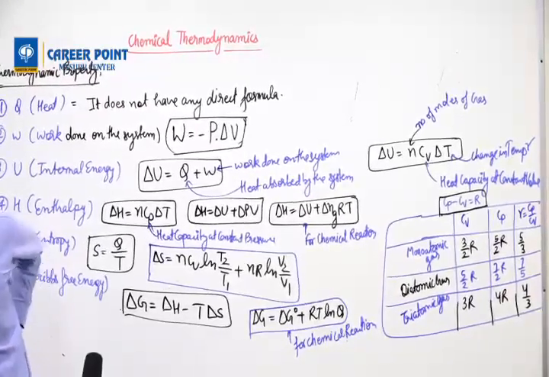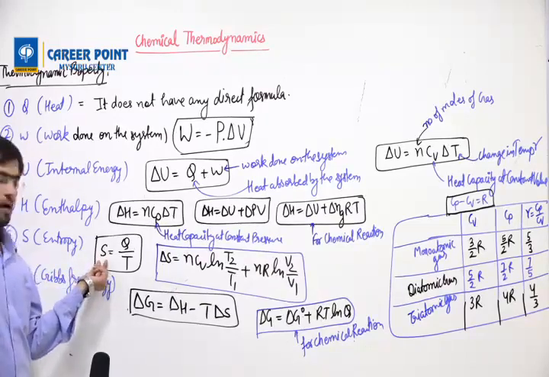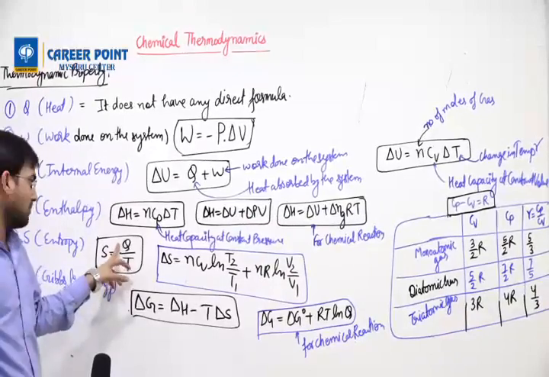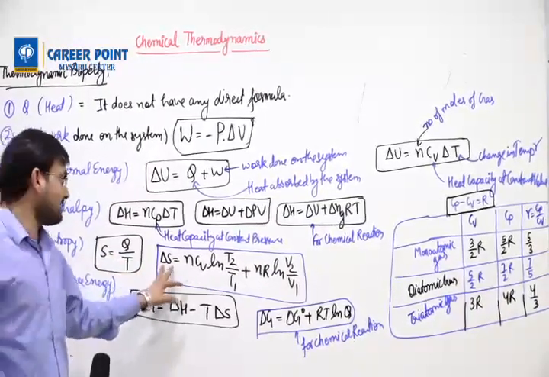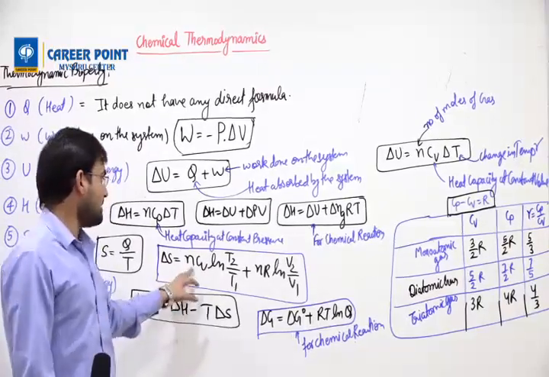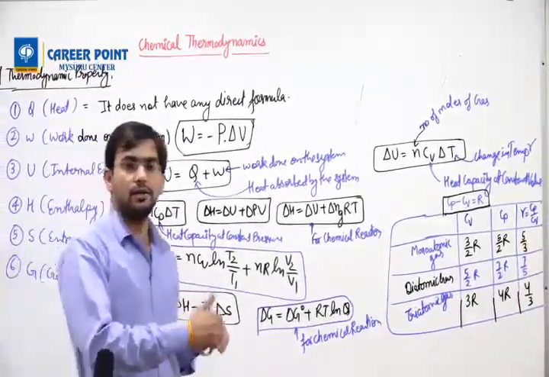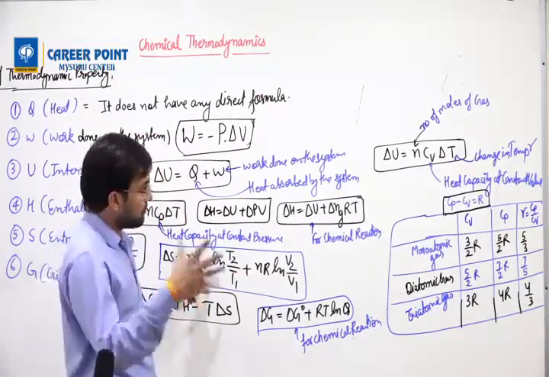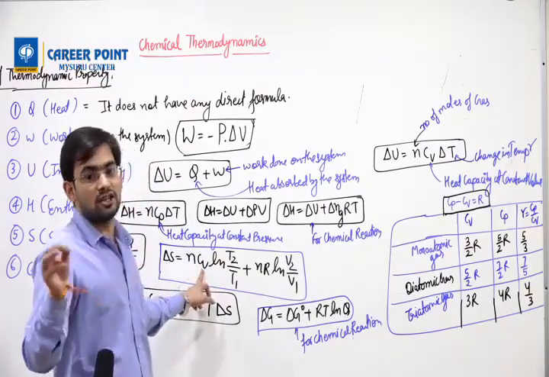Sir, can you explain the entropy formula once again? Okay. So S is entropy, which equals Q by T. Q is heat absorbed, divided by temperature. Temperature must be in Kelvin. Now this is change in entropy: n Cv ln T2 by T1 plus nR ln V2 by V1. What is n? Number of moles of gas. Cv is heat capacity at constant volume.